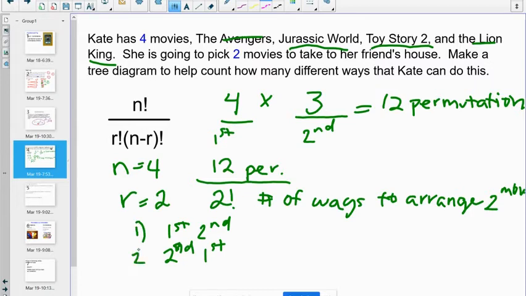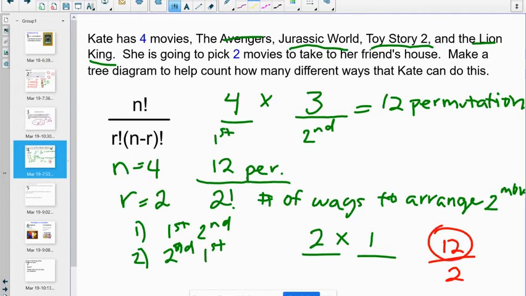1, 2. Another way you can think of it is as our permutation. We have 2 spots. There's 2 spots for the first one. And if we already picked one, there's only 1 spot for the second one. And that's the same thing as saying 2 factorial. So our ending result is just going to be 12 divided by 2. Remember, our number of permutations, 12, divided by our number of ways to arrange those 2 movies, because order does not matter in combinations. Again, feel free to pause it, rewind it. We're going to keep moving forward.